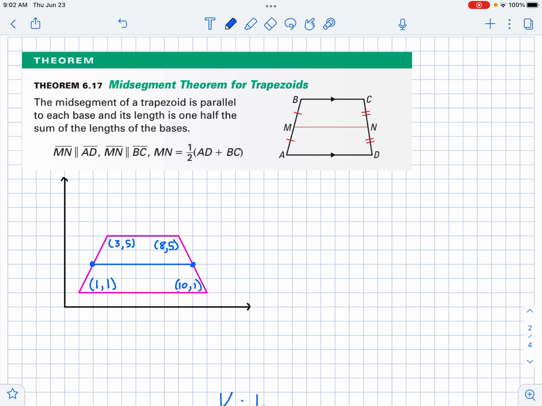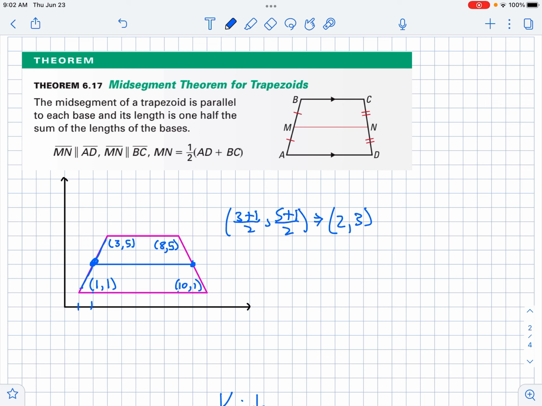Now, let me remember how we find the midpoint. For this one right here, we're going to take 3 plus 1 over 2 and 5 plus 1 over 2, and we get 4 over 2, well, that's 2, and then 6 over 2 is 3. Yep, there's the midpoint right there. Now we do the same thing over here. When we connect the midpoints from the legs, we get the midpoint segment.